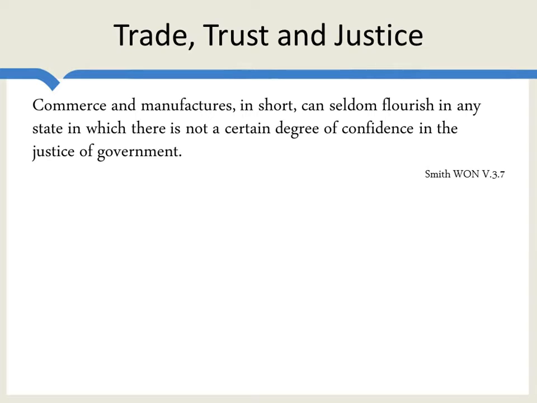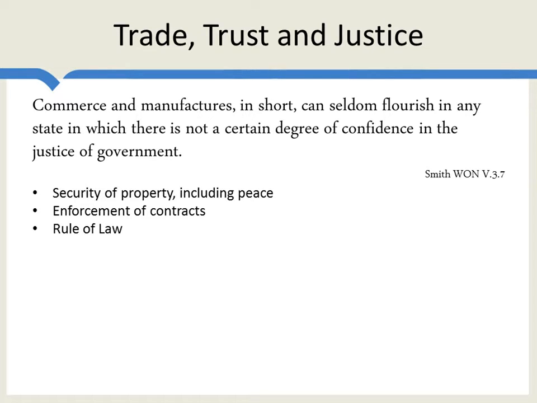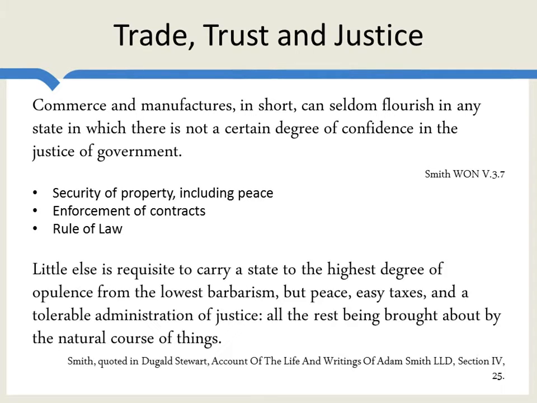So Smith says, commerce and manufacturers, in short, can seldom flourish in any state in which there is not a certain degree of confidence in the justice of government. And what he means by justice in this context is security of property, both from the government itself and from foreign invaders, including peace, the enforcement of contracts, including debt contracts and labor contracts, and the rule of law. That is, there should not be arbitrary taxation or arbitrary confiscation of property.